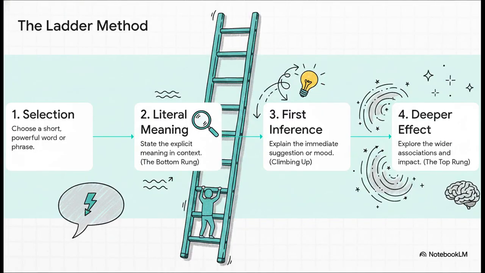And here are the 4 steps. First, you select a short, really powerful quote, just 1 to 3 words. Second, you start on the bottom rung. Explain its literal dictionary definition meaning. This just proves to the examiner you understand the basics. Third, you start climbing up. You explain the first inference, that immediate effect or feeling. And finally, you reach the top rung. This is where you explore the deeper connections, the wider associations, and the overall impact on the reader. It's a simple process you can use every single time.